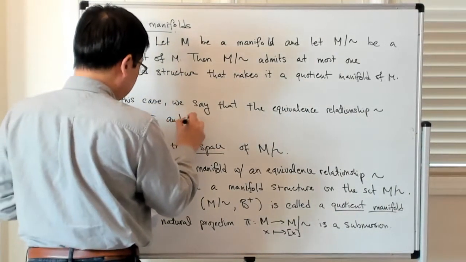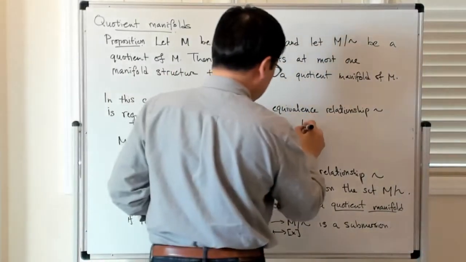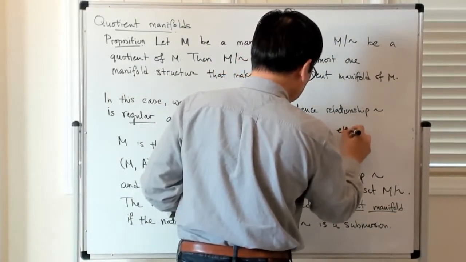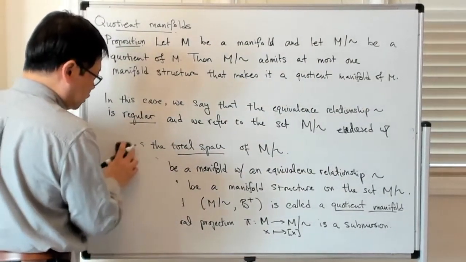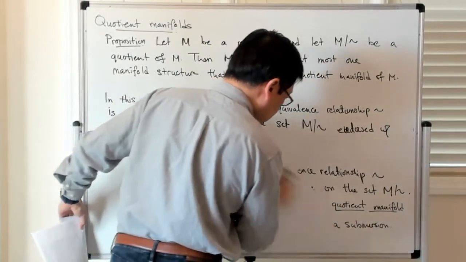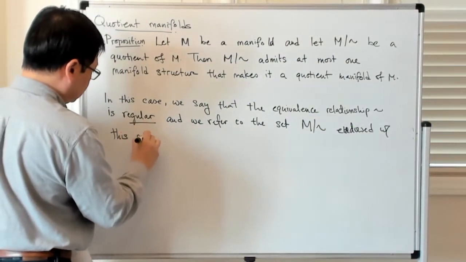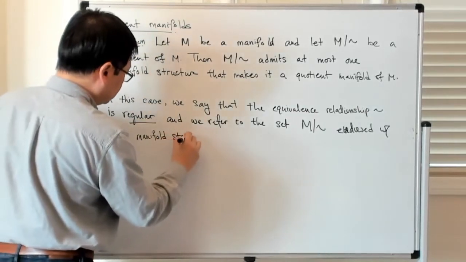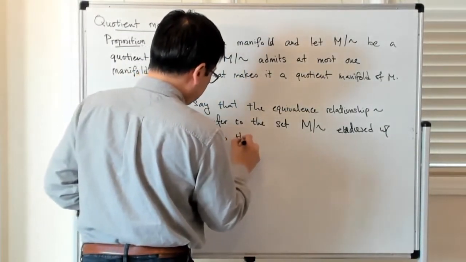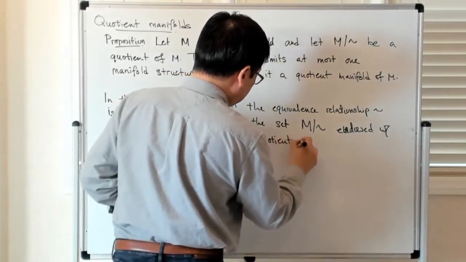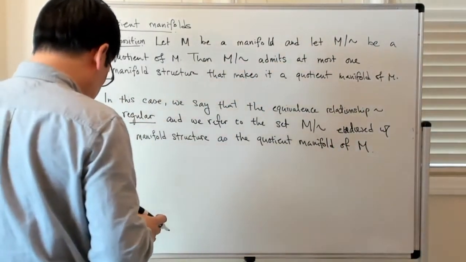And we refer to the set M quotiented by the equivalence relationship endowed with this manifold structure as the quotient manifold of M. Okay. All right.